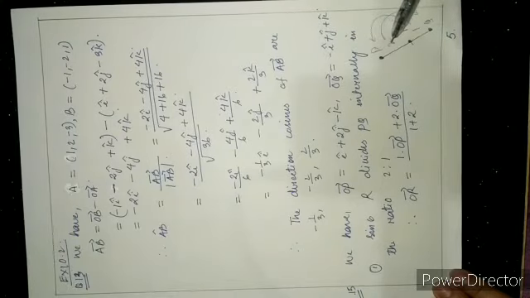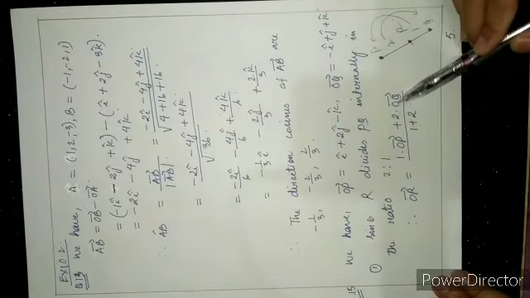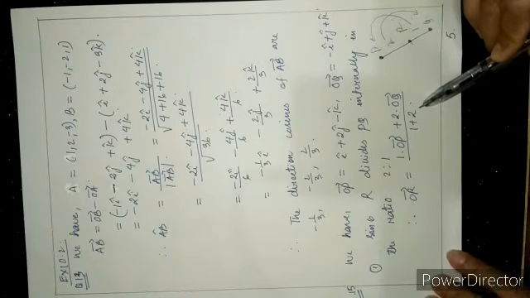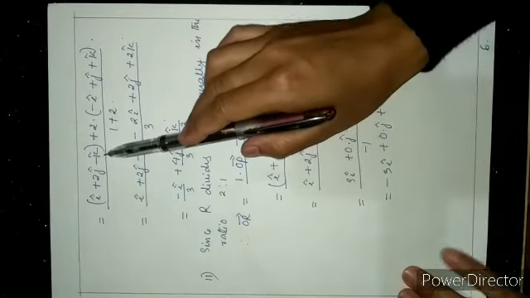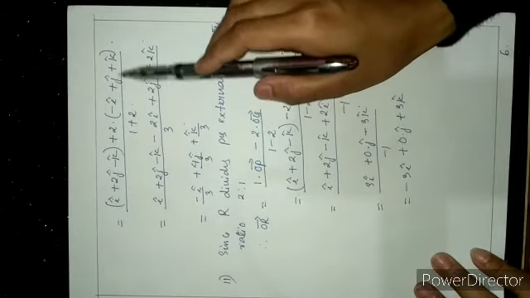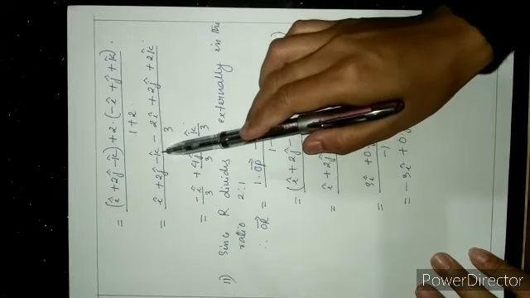1 dot OP vector plus 2 dot OQ vector divided by 1 plus 2, the ratio sum. The position vector of P is i cap plus 2j cap minus k cap, and the position vector of Q is minus i cap plus j cap plus k cap, and 1 times i cap plus 2j cap minus k cap.